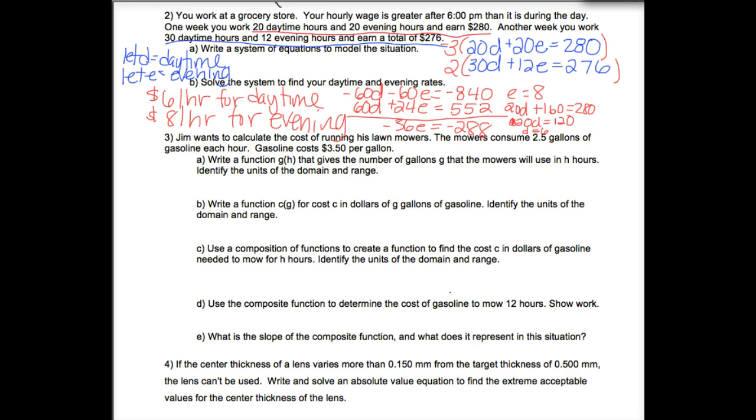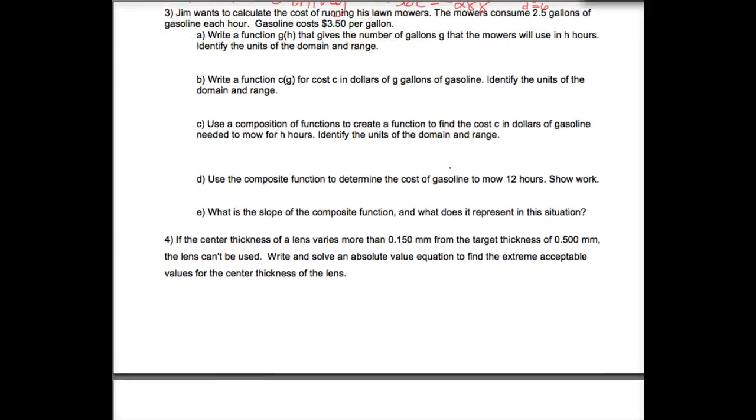If this had been just a straight algebra problem with no words, we would have written our answer as an ordered pair, D comma E. All right, on 3, most people should be able to get A and B pretty easily, so I'm not really going to go into that. I'm going to focus on C.